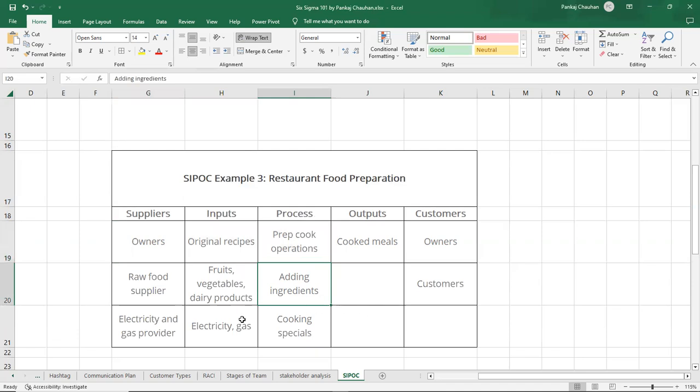For that, you need ingredients like fruits, vegetables, dairy products, whatever. The supplier will be the raw food suppliers who are supplying you this, and ultimately the output will be your cooked meals here as well, sent to or sold to the customer. Now, as the next step, cooking, you need electricity and gas, the power and gas provider will be the supplier, and the output will be the consumption report of that. And ultimately the customer will be your owners, or the supplier will be the customer in this case, both.